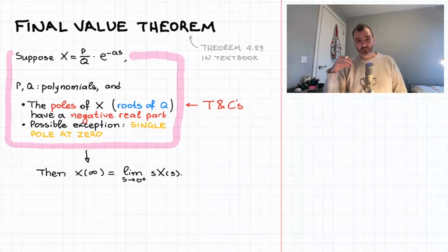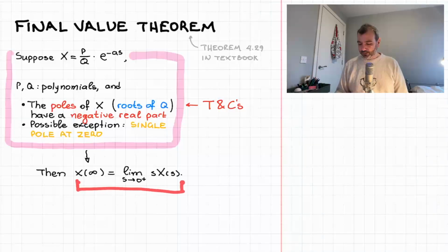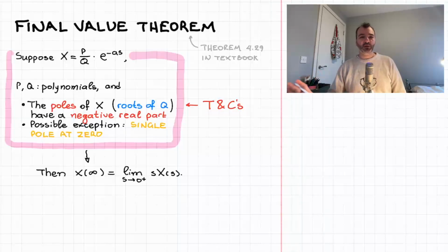Now, let's move on to the final value. We talked about the initial value, the final value now. The final value theorem, I'll skip to the formula. The formula looks like this. X at infinity is limit as s goes to 0 now of s times x at s. But the thing is that the final value theorem comes with some very important terms and conditions. And you cannot apply it always. You can only apply it if these conditions are satisfied.